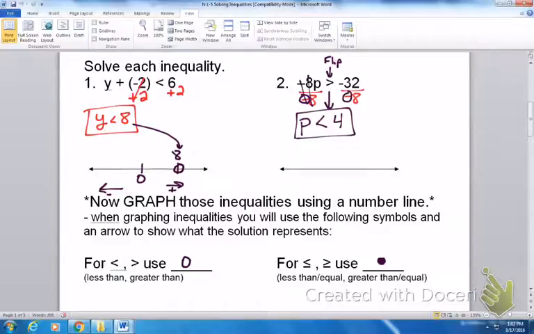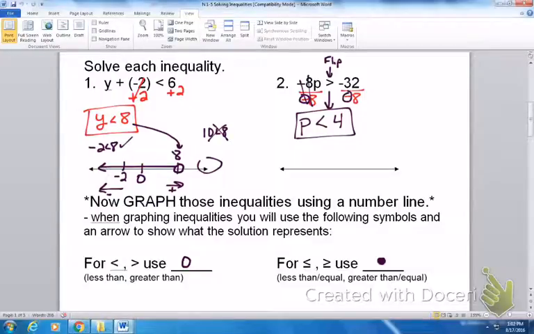Now, if 8 is greater than all the y's, then all the y's are going to have to be less than and move in that direction, okay? Now, there's a way to kind of check. If we're saying answers are down here, pick any answer down there, like -2. Is -2 less than 8? Yes, it is. If you were to pick something out on the other side, say 10, is 10 less than 8? No, it's not, so that's the wrong direction, okay?